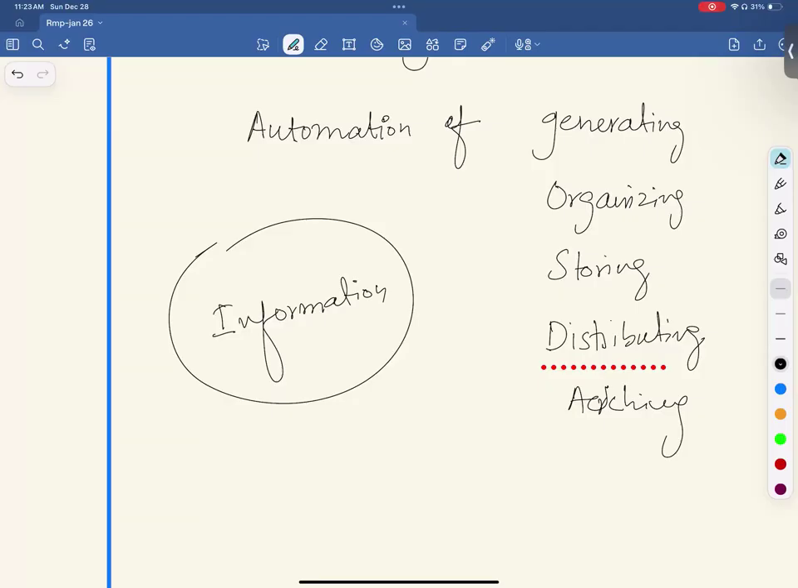Which of the following is a key factor to consider when evaluating the reliability of PMIS? Flexibility, integration, stability, or accessibility? Reliability of PMIS. Four things I have told you, right? First is flexibility, integration, stability, or accessibility. What's your answer?